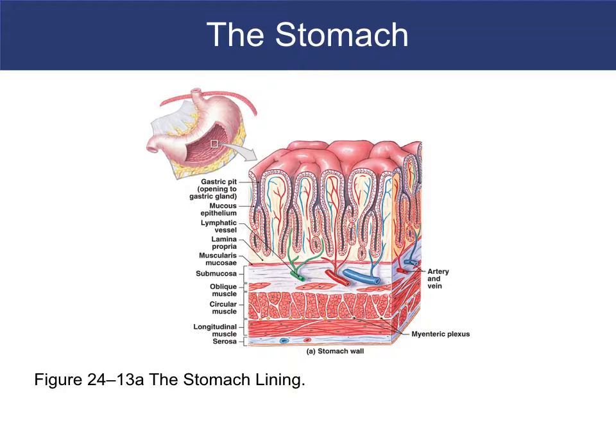Blood vessels, lymphatic vessels. I think we can end it at that.